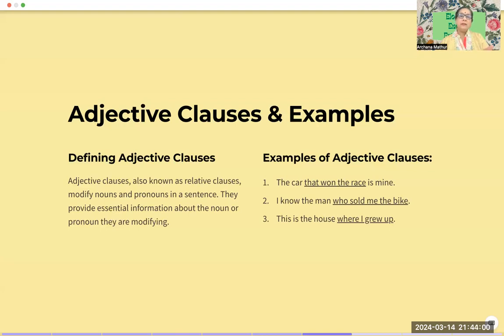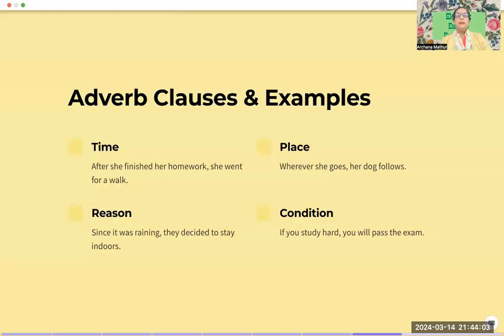replace this clause. Now, adverb clauses are of four types: time, place, reason, and condition. I'll explain with one example just to keep this short. After she finished her homework, she went for a walk. When did she go for a walk? After she finished her homework. So after she finished her homework is an adverb clause, because it tells us when she went for a walk. The time for went is being qualified by this adverb clause.